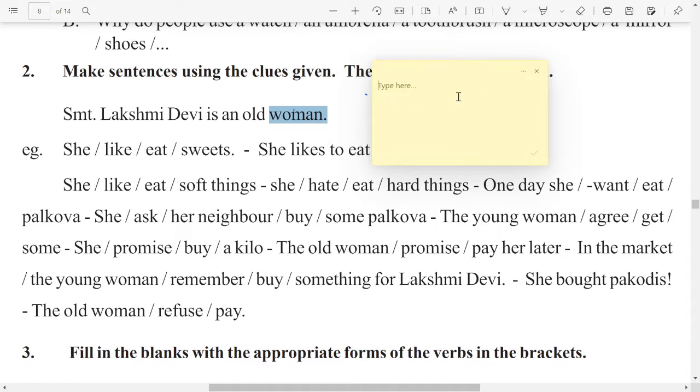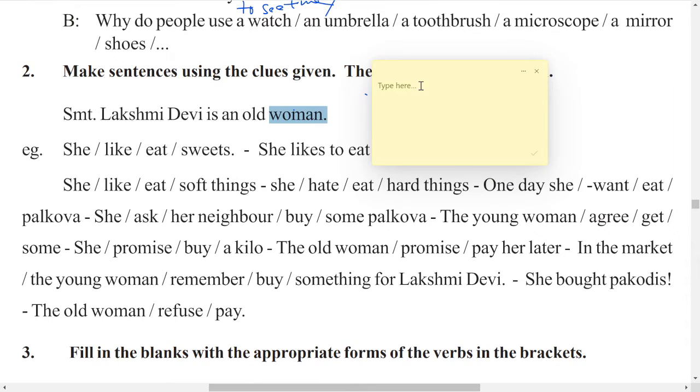Okay, see here, I am writing this rearrangement in this checkbox. So you can watch that there. She like eat soft things. What do we have to use here? We have to use "she likes", because that is third person singular, right? So she likes what? To eat. She likes to eat what? Soft things. Okay, that is one sentence. She likes to eat soft things.